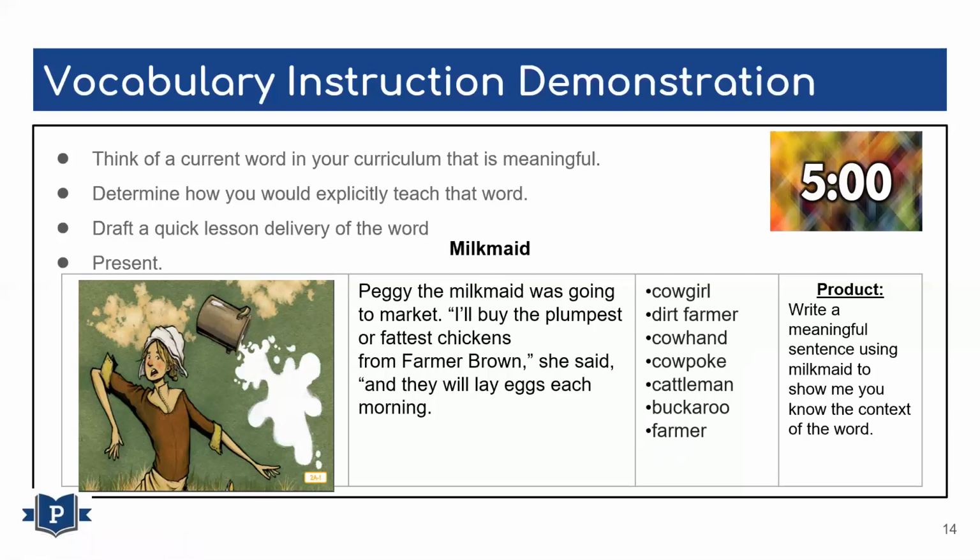Now that we know what a milkmaid is, write a meaningful sentence using milkmaid to show me that you know the context of the word. Here is a sentence frame. Peggy the milkmaid went to the market to... Fill in that sentence frame using your own words.